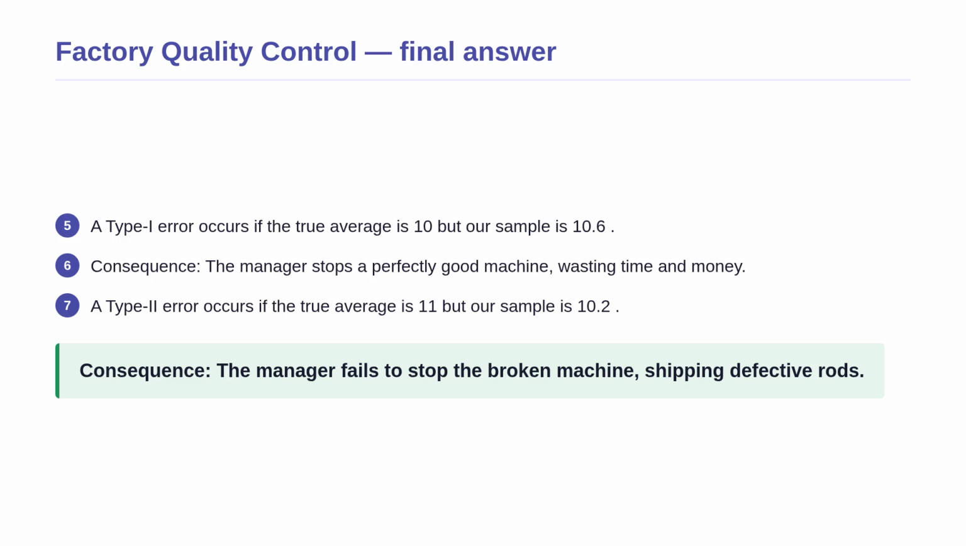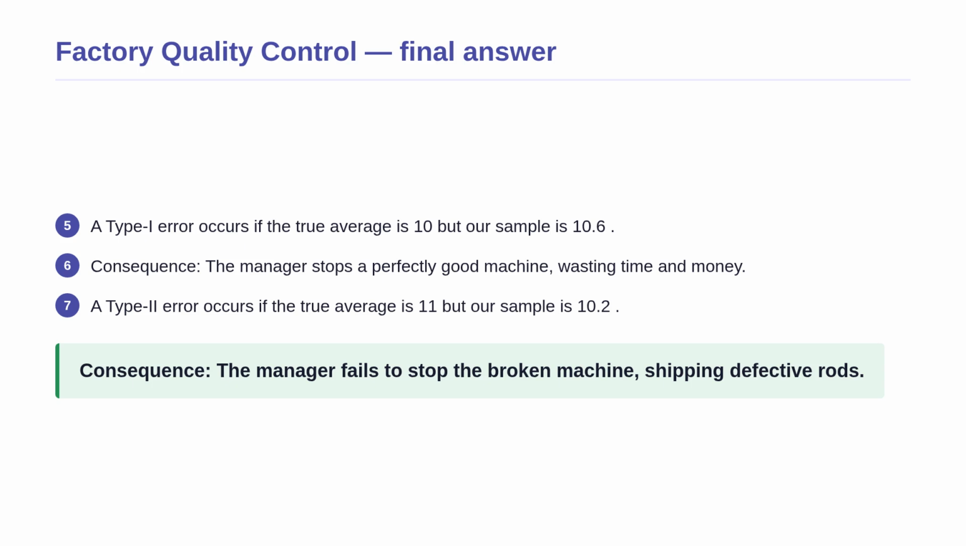Now that we have our factory rules set up, let us interpret the errors. A type 1 error happens if the machine is actually working perfectly, but by pure bad luck, our sample average is 10.6. It falls into the critical region, so the manager stops a perfectly good machine, wasting valuable time and money.